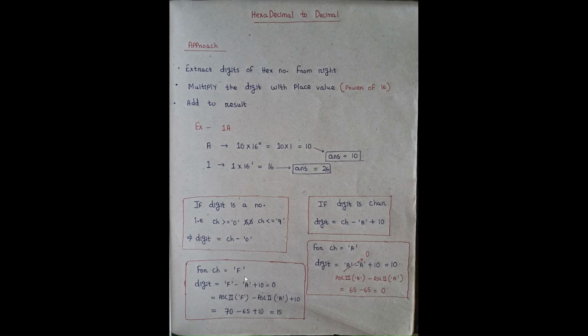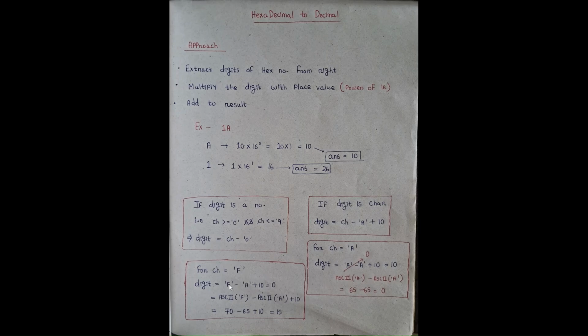Then suppose we have the character F. As we know, the ASCII value of F is 70, because the ASCII value of capital A is 65 and the consecutive letters have increasing ASCII values. So capital B has 66, capital C has 67, capital D has 68, capital E has 69, and capital F has 70. There is an increasing consecutive order from capital A to capital Z for the uppercase letters, starting from 65.